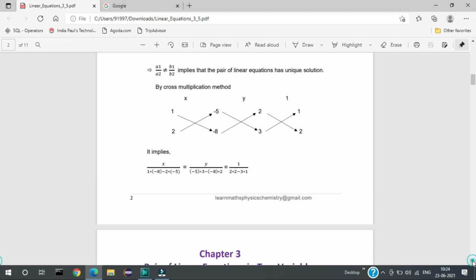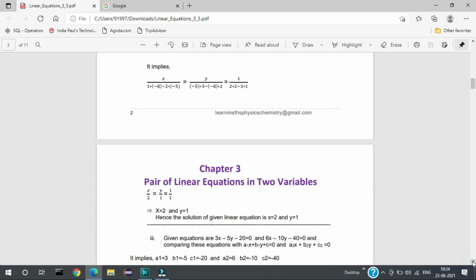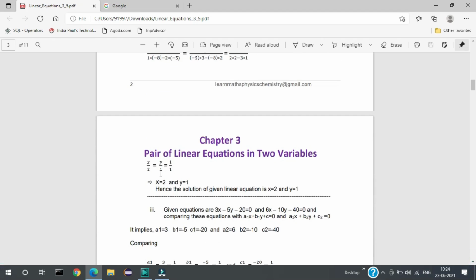So what we will get? x by 2 equals to y by 1 equals to 1 by 1. So x equals to 2 and y equals to 1. Hence the solution of given linear equation is x equals to 2 and y equals to 1.